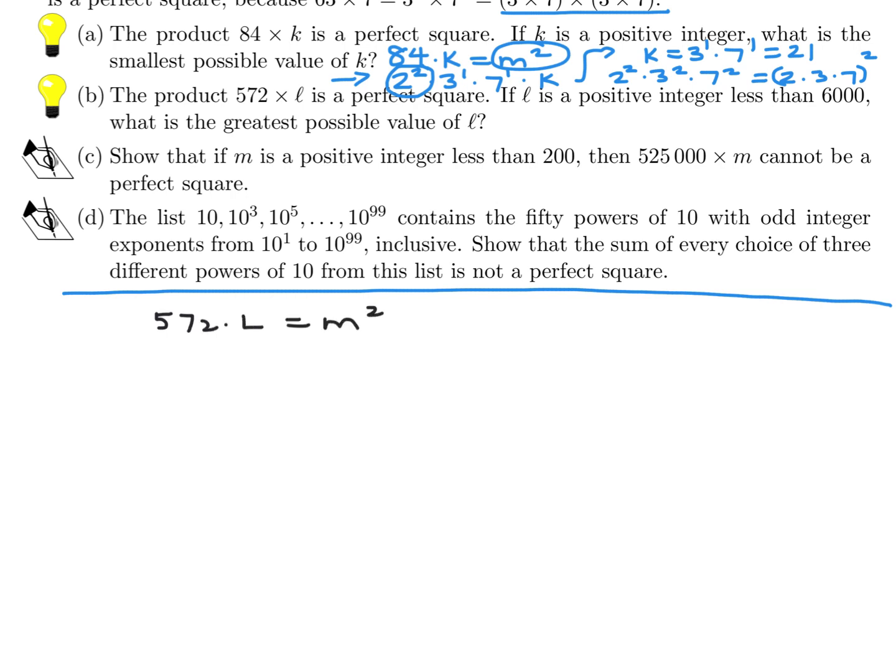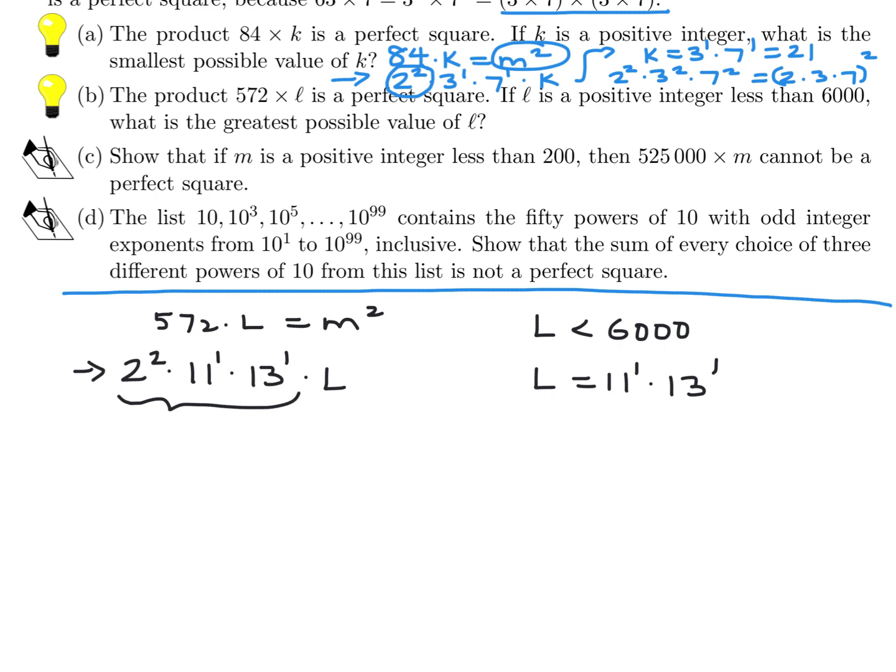Okay, so let's break up 572 into its prime factors: 2 to the power of 2, 11 to the power of 1, and 13 to the power of 1. And then you got that L in there. And then L is less than 6,000. Okay, so, let me think about this for a second. Well, L has to have at least an 11 and at least a 13 in order to make this guy appear like a perfect square, right? Very similar to the previous part of this question. And 11 times 13 is what, 143? So L has to have at least 143 in it.